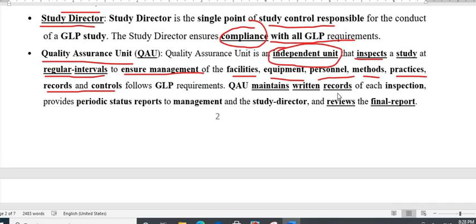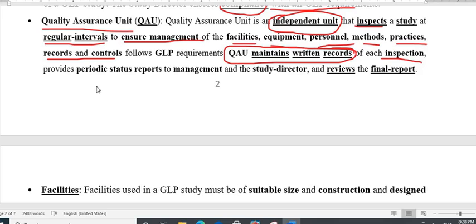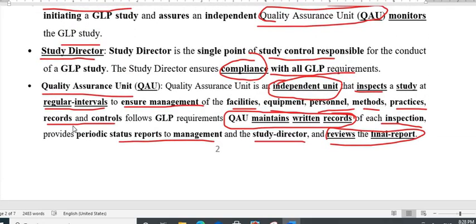The quality assurance unit maintains written documents about the things I have mentioned: the facility, the personnel, the equipment, the SOP, every detail. They have to maintain the record and the date of the inspection, and they have to report to the management and the study director, and review the final report. So this is about the quality assurance unit.